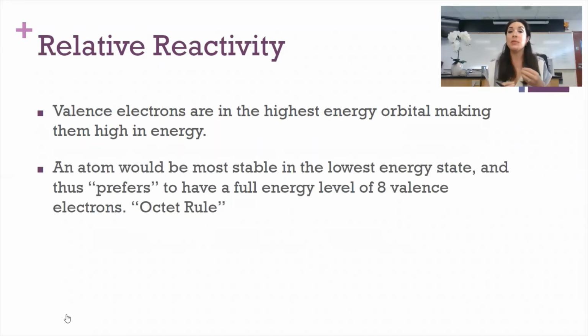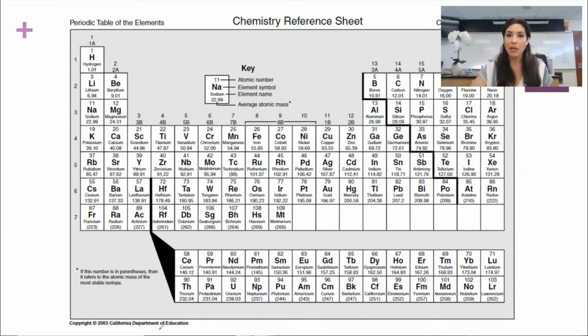So an atom would be most stable in its lowest energy state, and thus it prefers to have a full energy level of 8 valence electrons. We call this the octet rule. An atom is the most stable when it can somehow manage to beg, borrow, and steal 8 valence electrons. It either does this by having its own 8 electrons, such as in the example of the noble gases, or it can form a bond with an element that has a number of valence electrons that added together would equal 8. So what does this mean when we look at our periodic table?